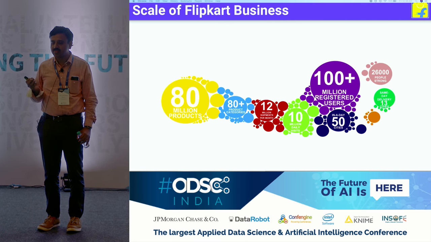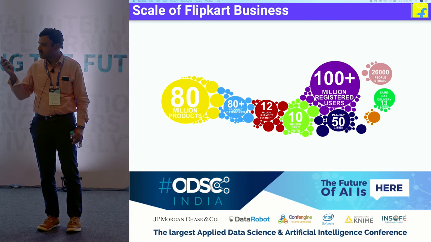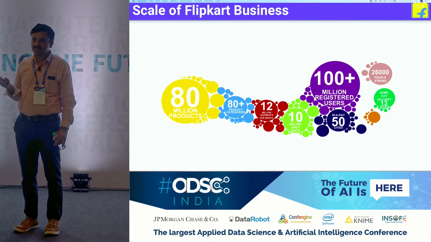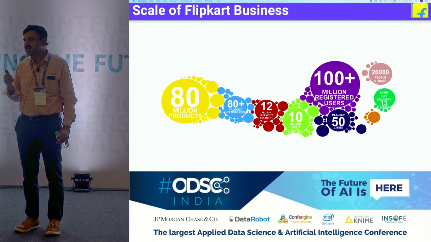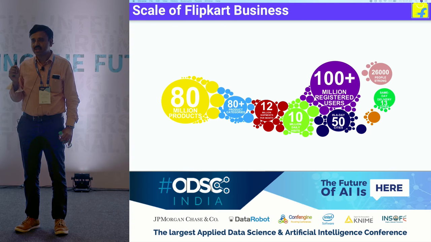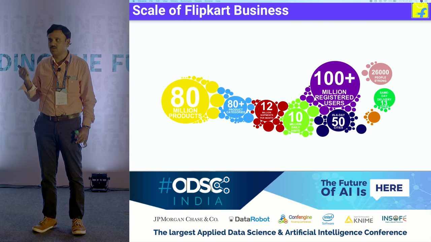So we have around 80 million products and around 150 million registered users. This is a little bit dated, probably 6 months dated, and the rate at which we grow, I can't update this slide fast enough. So the point is, if you think about the scale of the problem, we have to look at pricing of every one of these products on a daily basis, and account for multiple things like self-price elasticity and cannibalization, because you have 80 million products, many of which are cannibalizing other products.